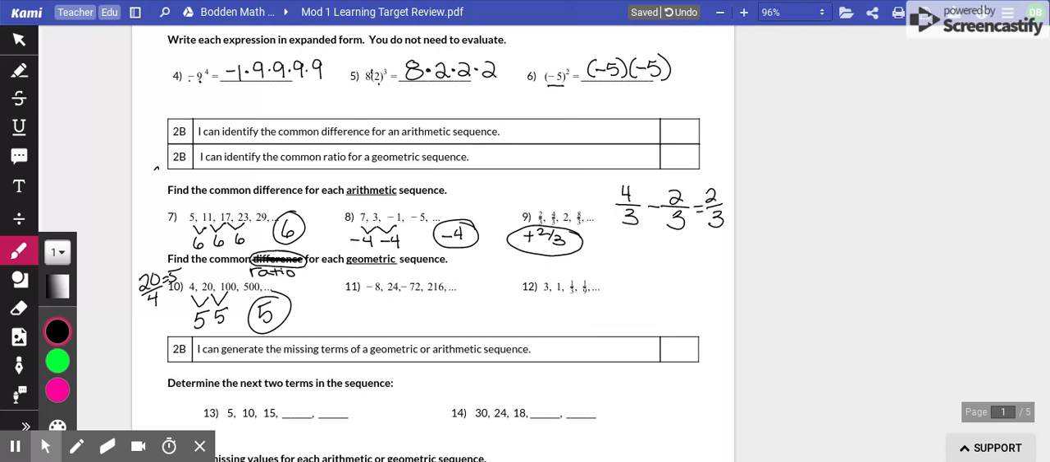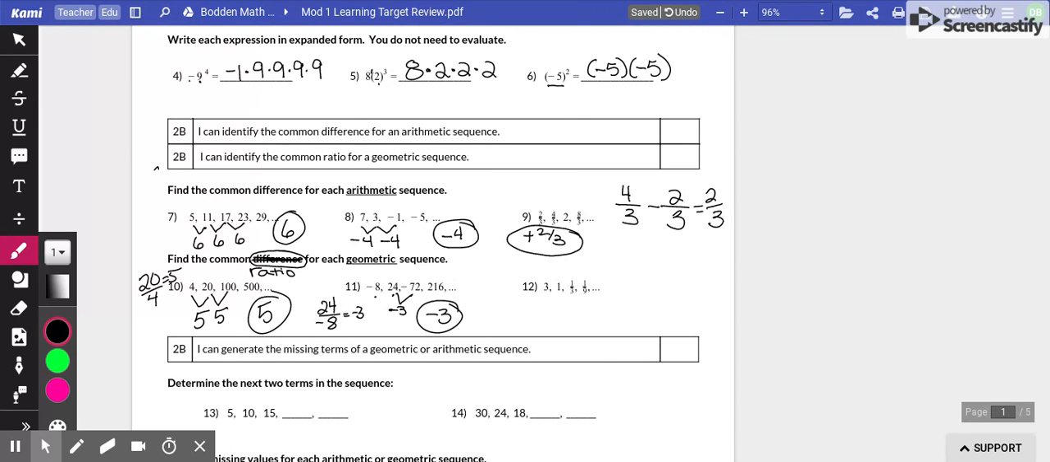Number 11. Again, this is a geometric sequence, so I know that I need to either multiply or divide by a number. I am getting larger in my sequence, so I know I'm going to multiply. So I'm going to take the second term, divide it by the first term. I get -3. And then I'm going to check and make sure that works. So does 24 times -3 give me -72? Yes. So my common ratio is -3.